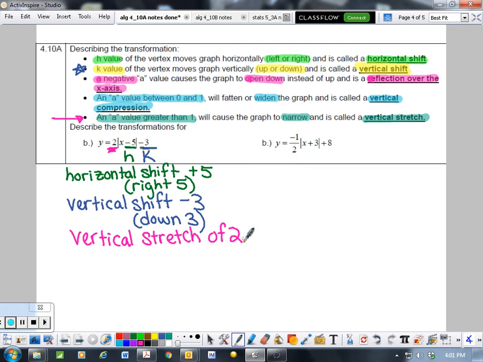So having the good basis for this, the vocabulary, is going to be helpful for you. And we're also going to do this with lines. We're going to do this with quadratic equations and other things. So we'll keep seeing this. So let's look at our next problem.